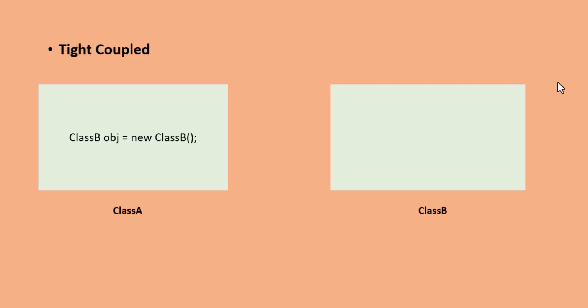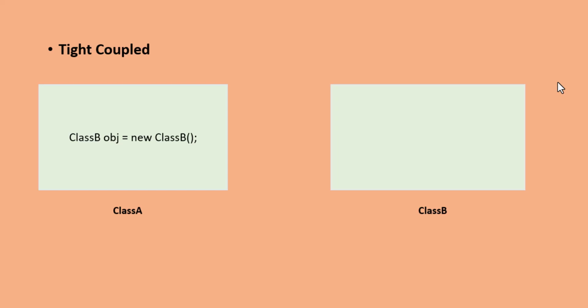Tight couple is nothing but a traditional method of creating an object. Suppose there is a class A and we need an object of class B. What we can do is just create the object of class B inside class A with a new keyword. So that is called a tight couple.